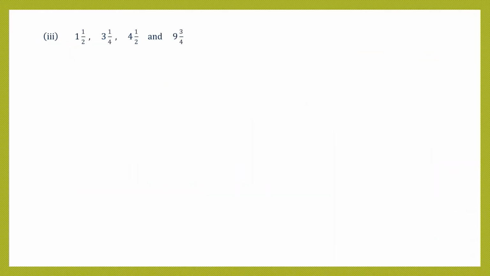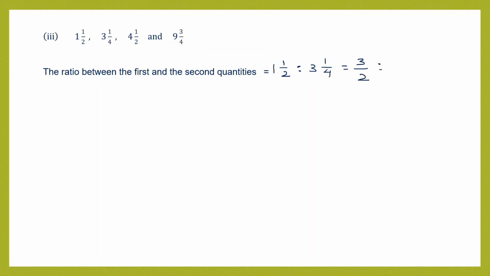Now let's go on to the third one. So here we have fractions. We're going to see if these four quantities are in proportion. So let's start. The first part, the ratio between the first and the second quantities. The first quantity is 1 1 by 2 is to 3 1 by 4. So let's convert 1 1 by 2 to an improper fraction. 2 ones are 2 plus 1, 3 by 2 is to 4 threes are 12 plus 1, 13 by 4. Now remember, a ratio is also division. So that becomes 3 by 2 divided by 13 by 4.